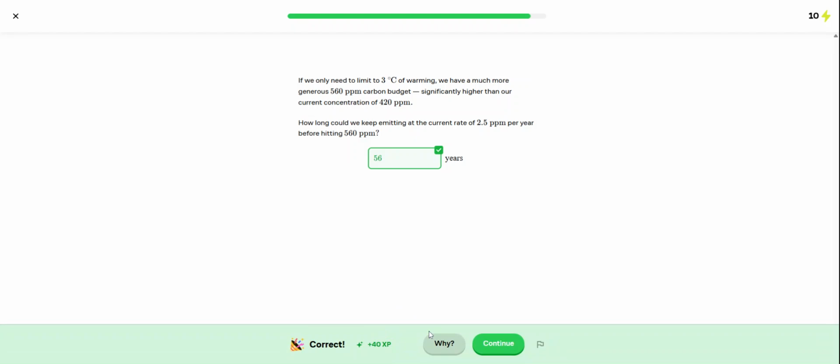That's correct. The reasoning: yes, we have a difference of 140 parts per million left in the current budget, increasing at 2.5 parts per million per year. Again, the same rate. Let's divide 140 by 2.5: 56 more years. Okay, now that's the correct assumption after all. I solved it mathematically correctly. So continue to the next one.